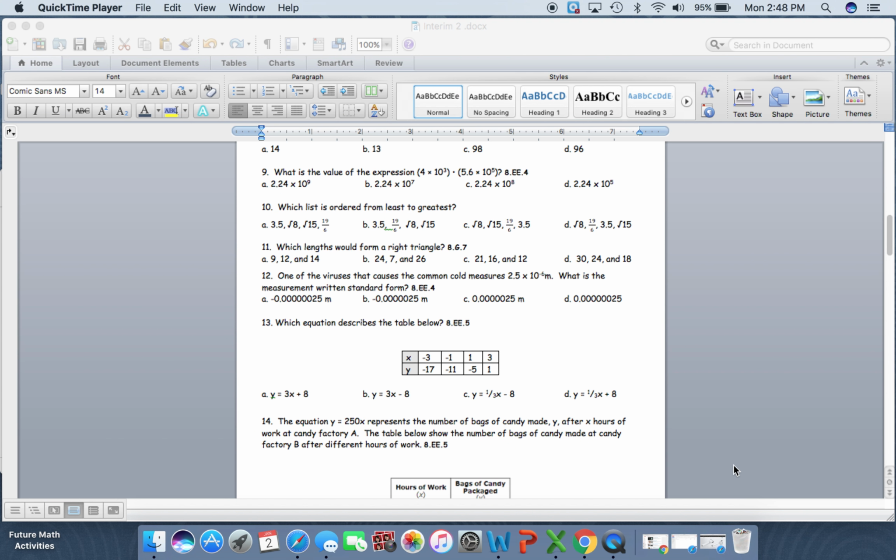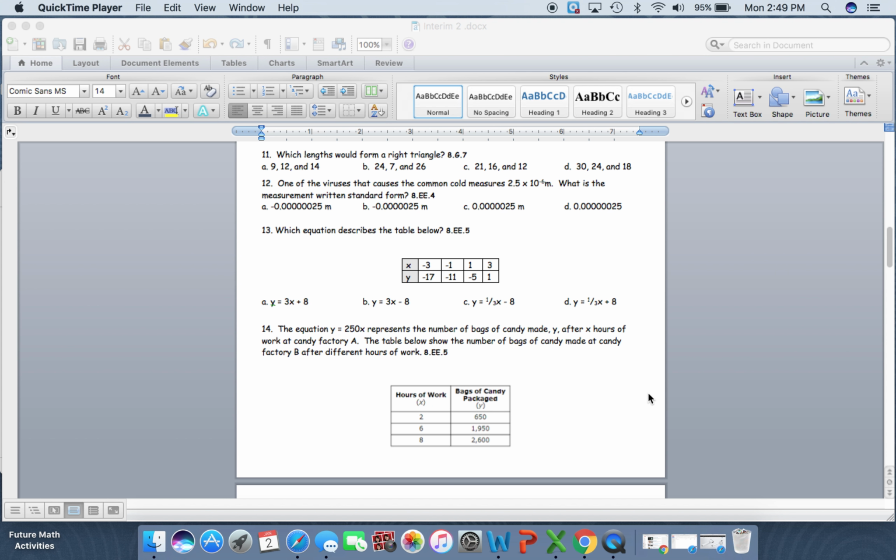Number 12. One of the viruses that causes the common cold measures 2.5 times 10 to the negative 6 meters. What is the measurement written in standard form? A. Negative 0.000000025 meters. B. Negative 0.0000025 meters. C. 0.0000025 meters. D. 0.0000025 meters.